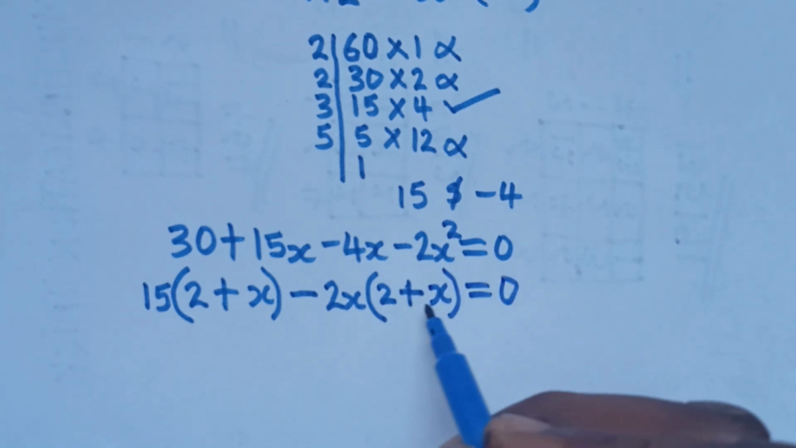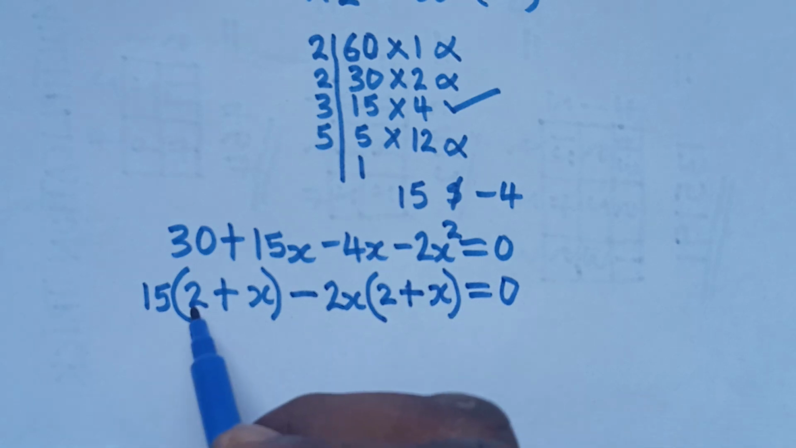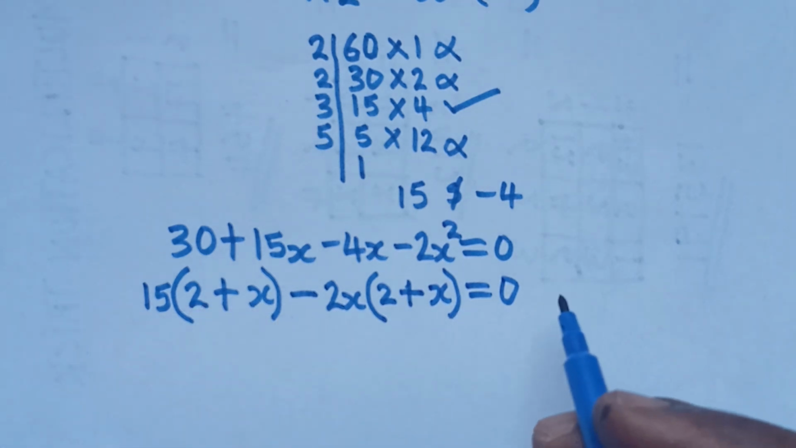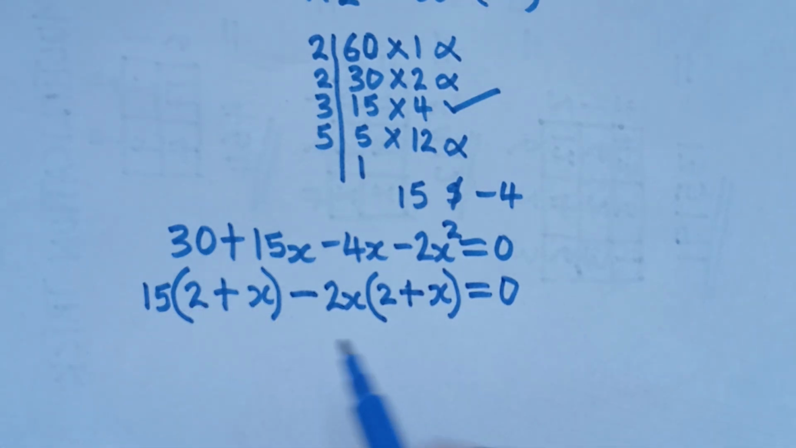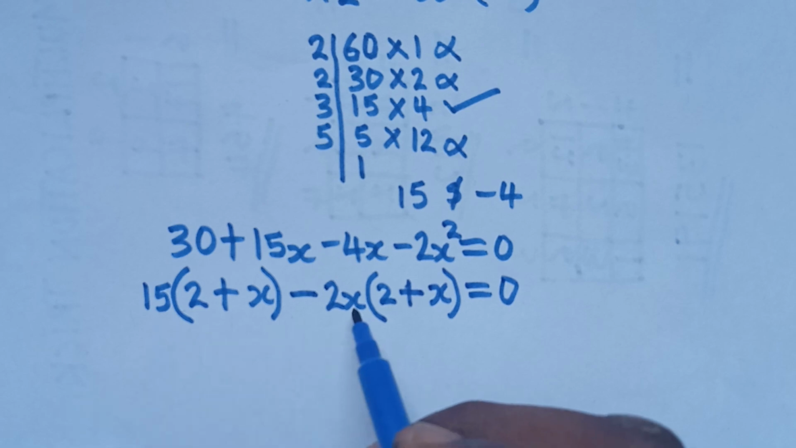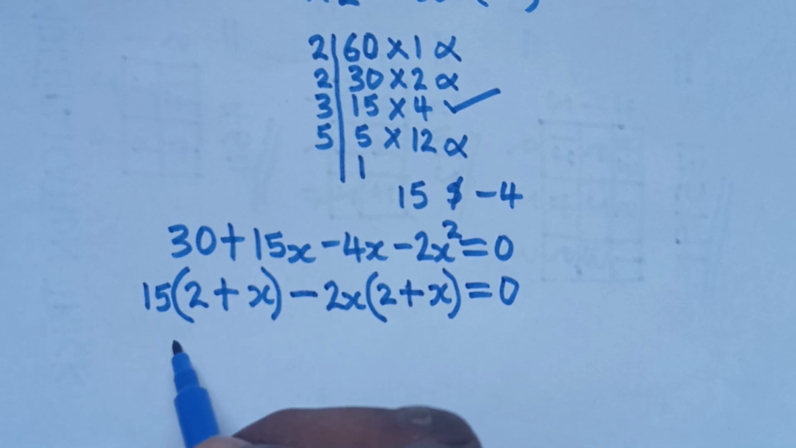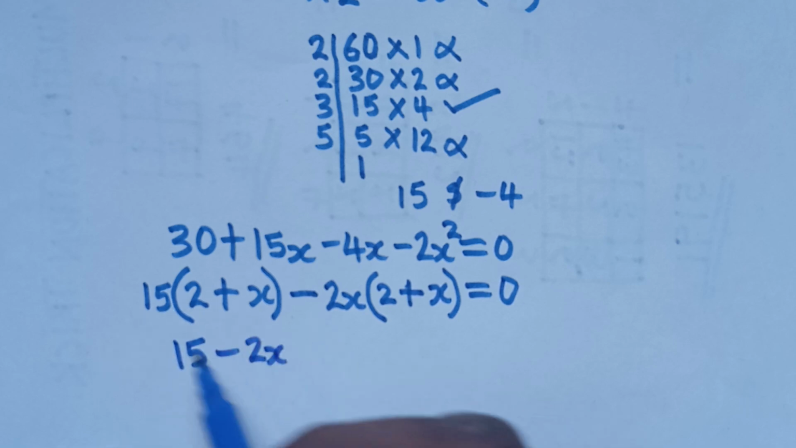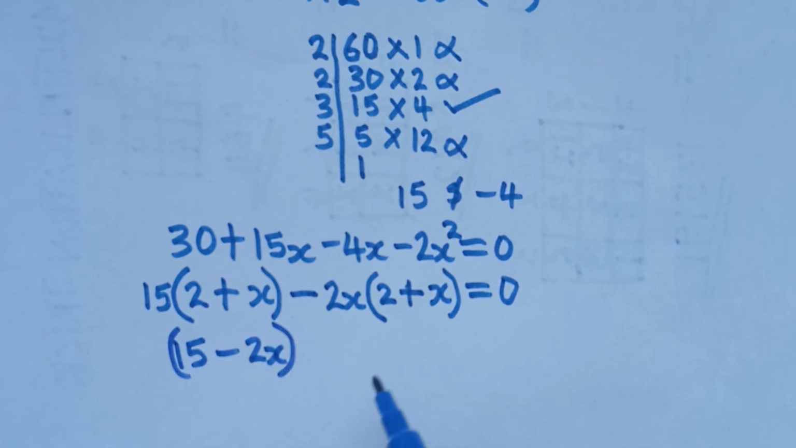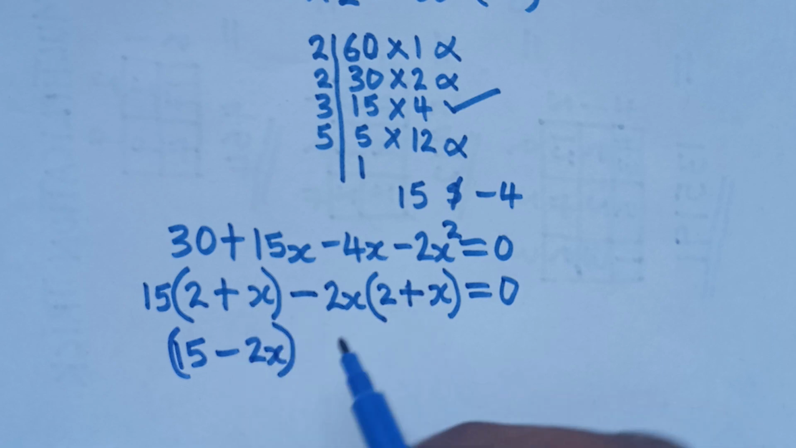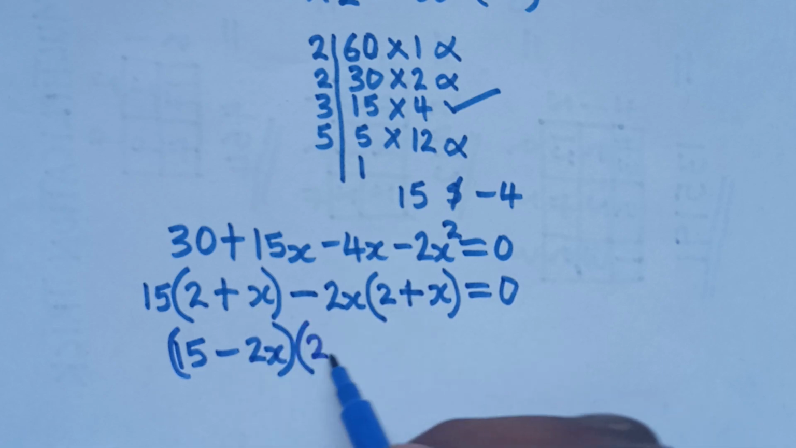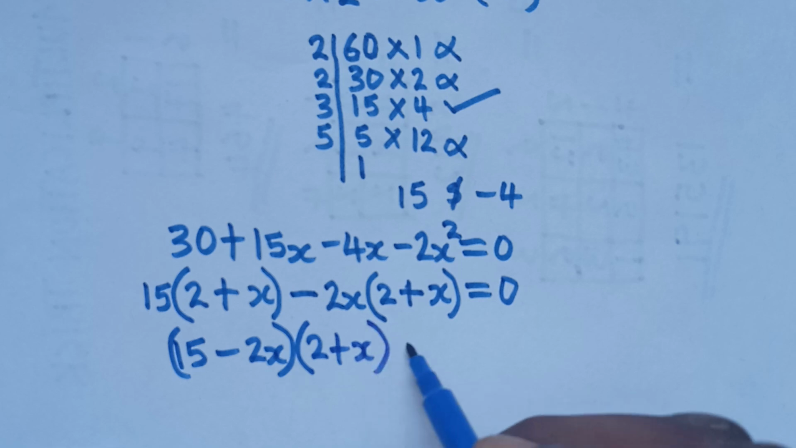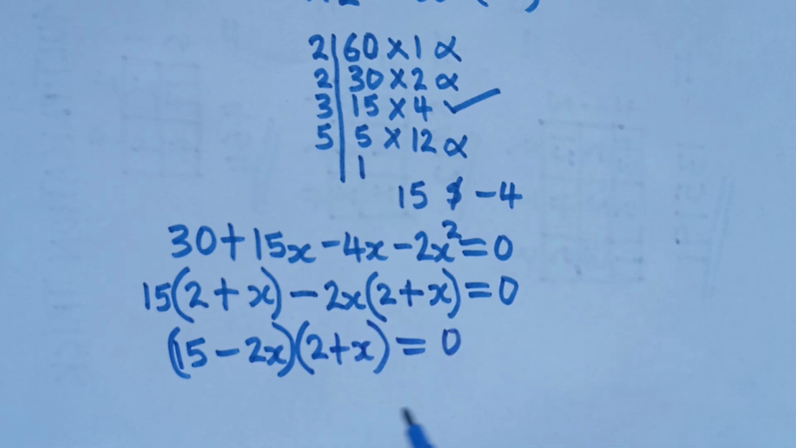So once what is inside this bracket here is equal to what is inside the bracket here, then I know that I'm on track. So the next step now will be to take these values outside the bracket and enclose them in a bracket. So I have 15 minus 2x, I enclose it in a bracket. And then I take one of these two brackets, which is 2 plus x. And everything is equal to 0. So I equate each of these brackets to 0.